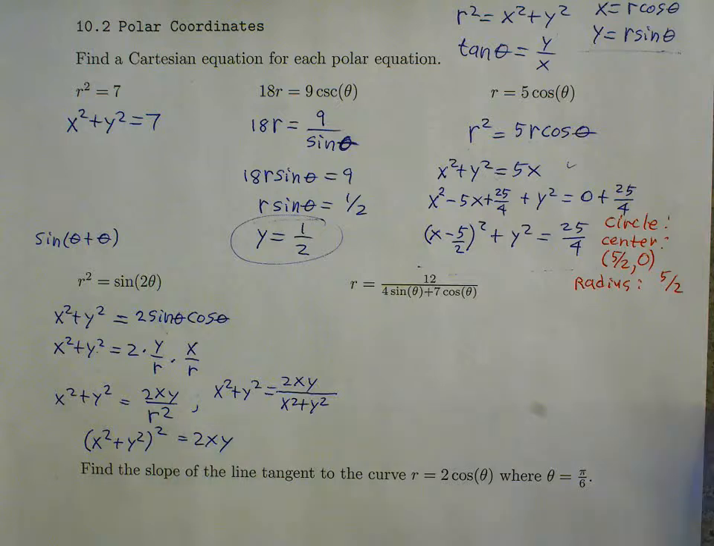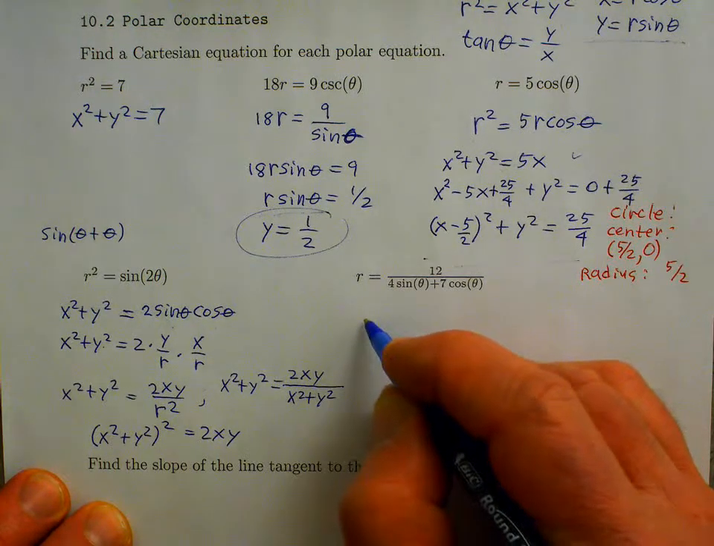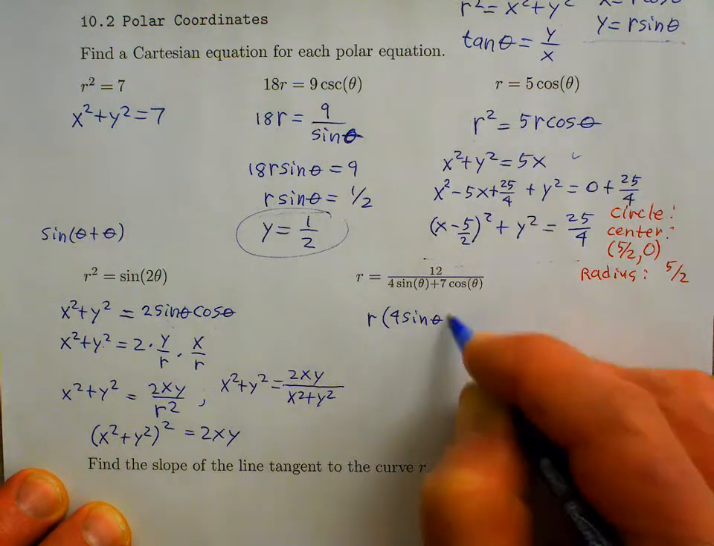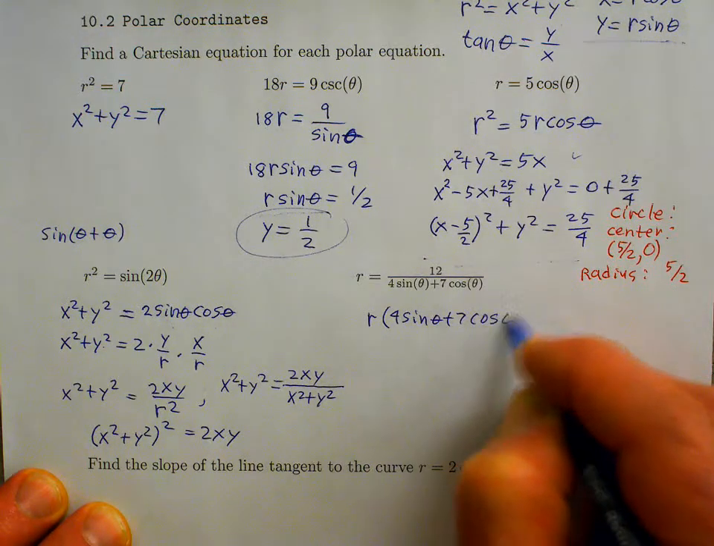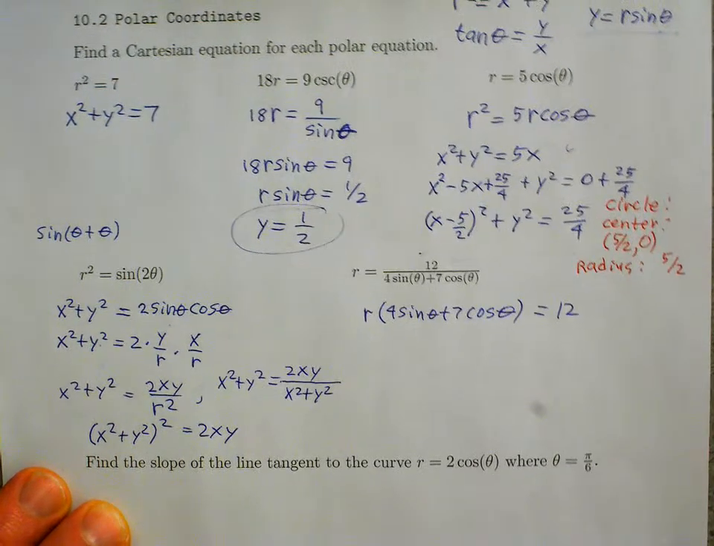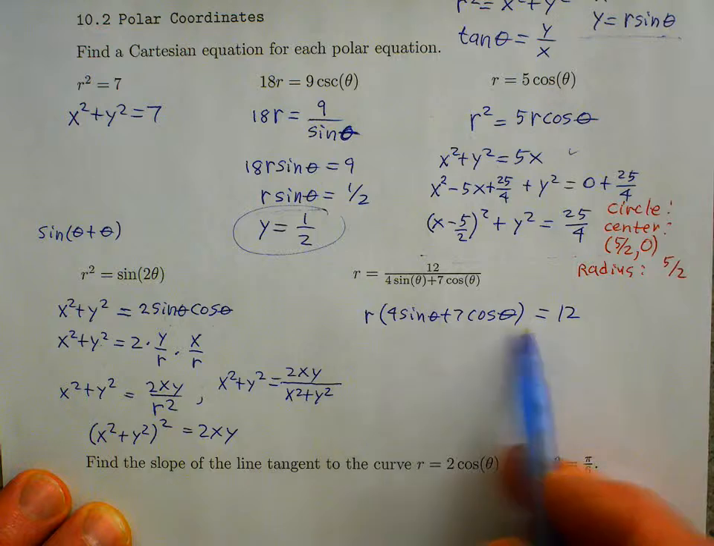Yeah, multiply both sides by 4 sine of theta plus 7 cosine of theta. Okay, so we'll get r times 4 sine theta plus 7 cosine of theta equals 12. So what good does that get us? Distribute the r into that equation and directly replace both of those components with x and y.